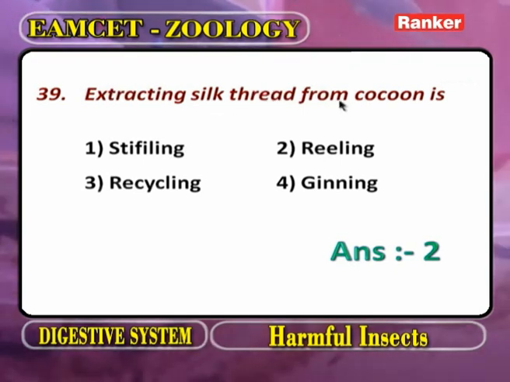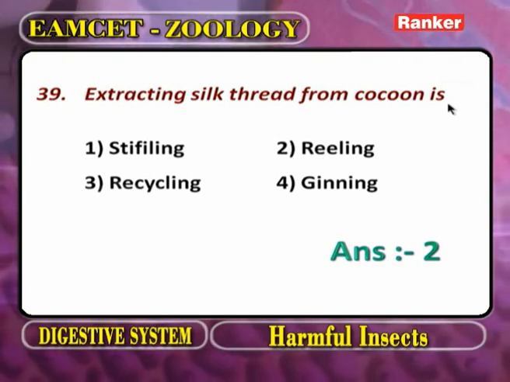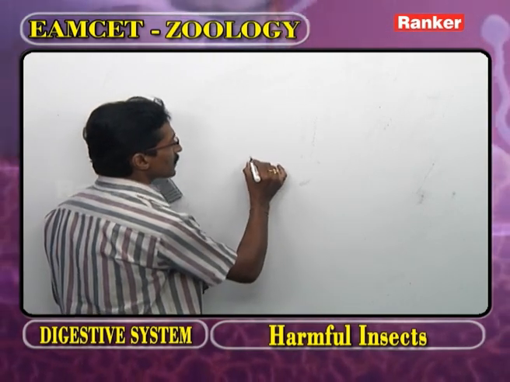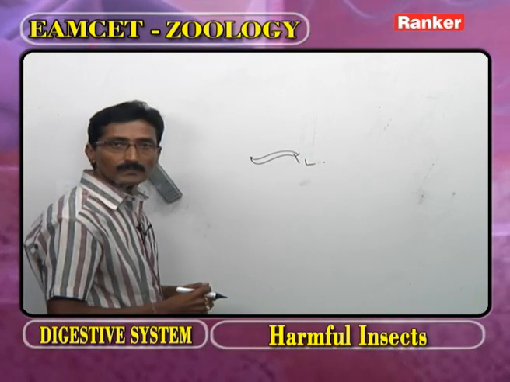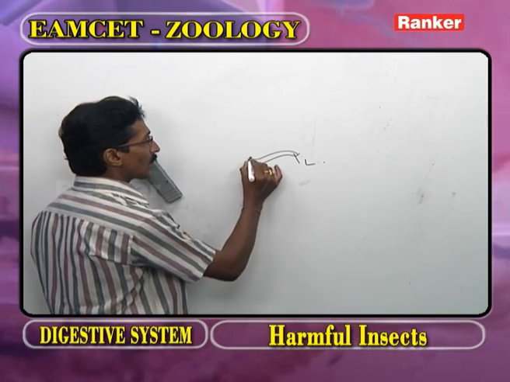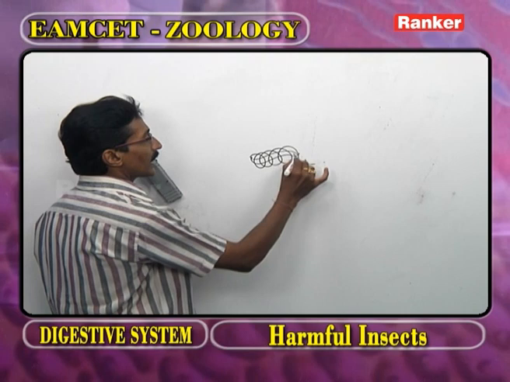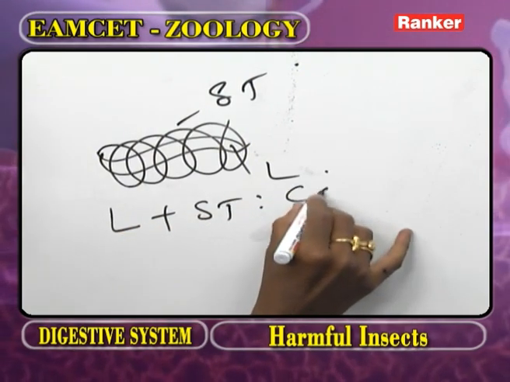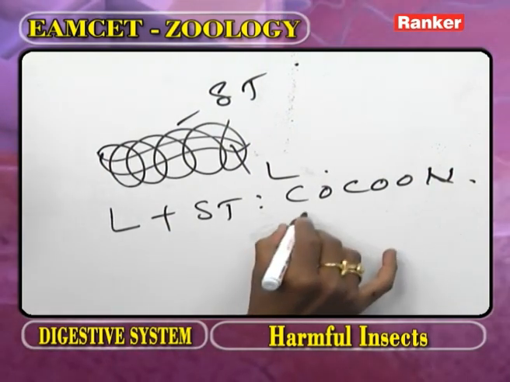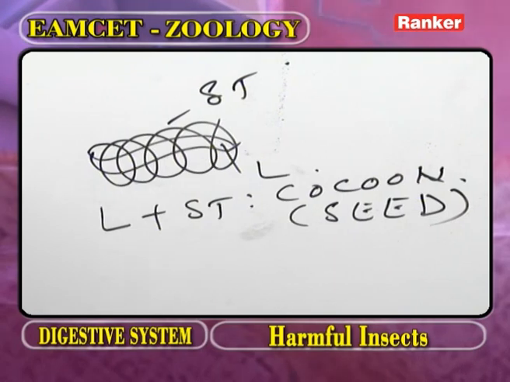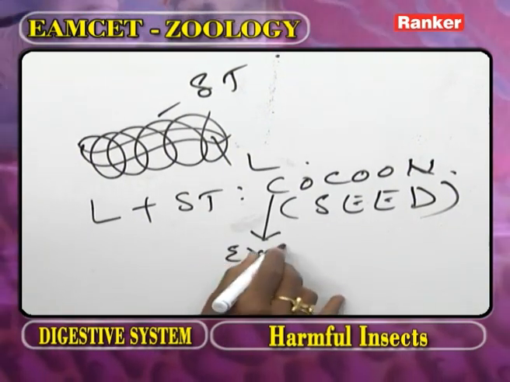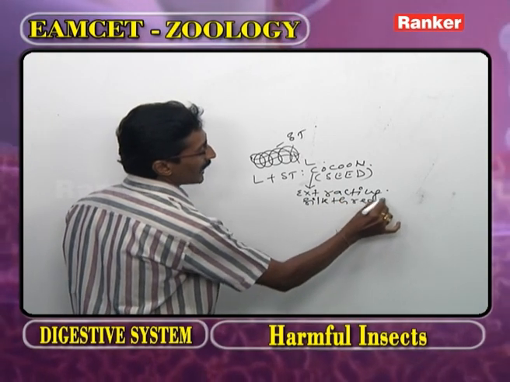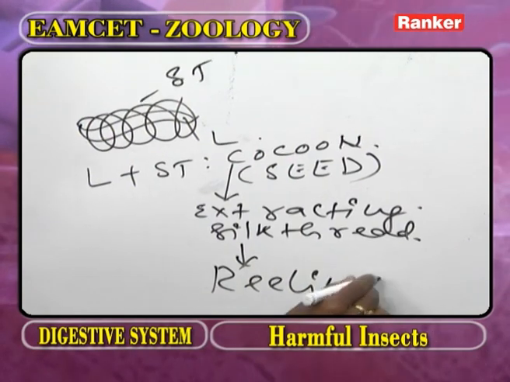Extracting silk thread from the cocoon. Now, as we observe the second beneficial insect, that one we call silkworm moth. In the life history of silkworm moth, this one we call the larva. The larva is called caterpillar. Now the larva coils the silk thread around its body. This is silk thread. Now the larva plus silk thread, we call cocoon. The cocoon is also called the seed. Now from the cocoon we are extracting the silk thread by a process called the reeling method.